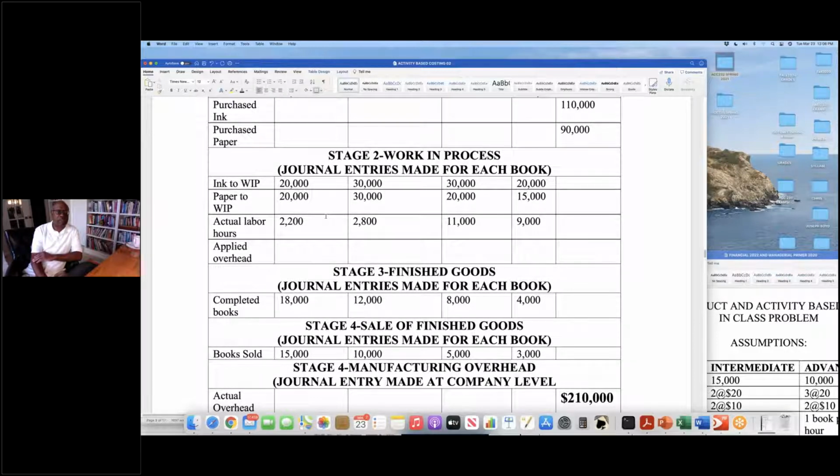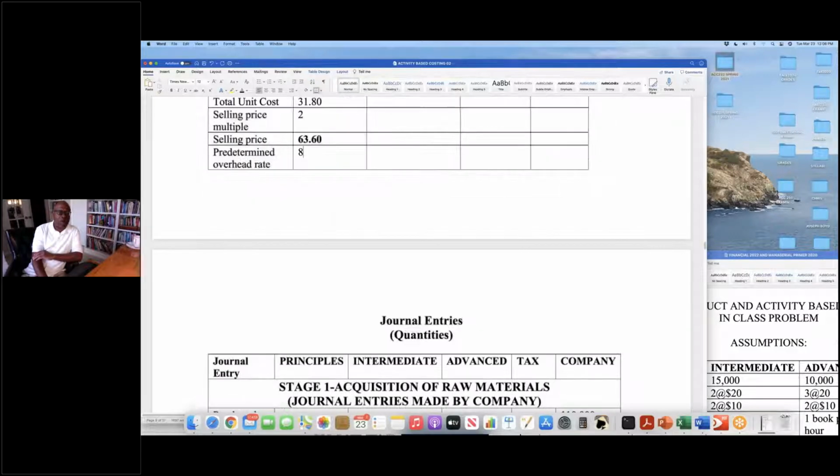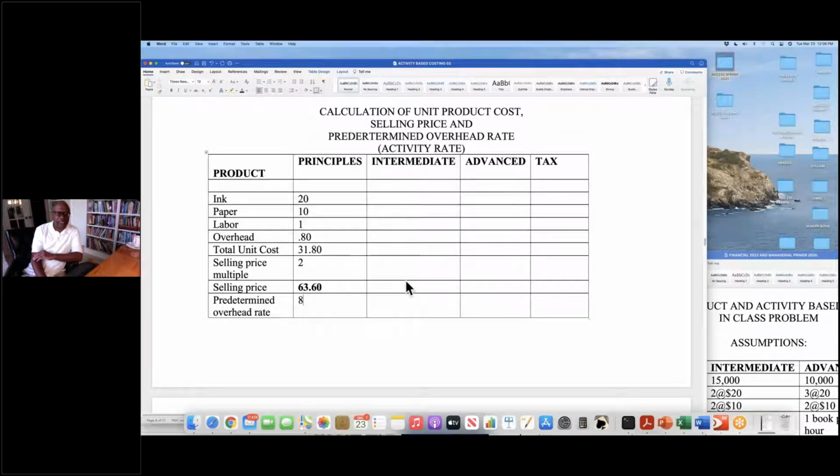Team 1, are we ready to continue? Give me like 5 minutes. Okay, so work on that, and all the other teams should be going through and making these calculations.